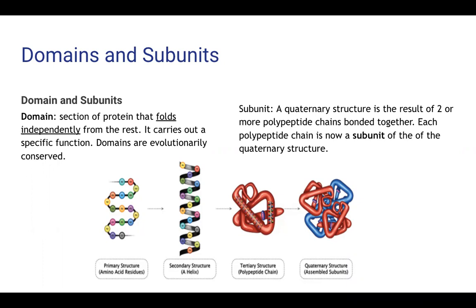But if we have three friends and they're holding hands, they're interacting together, but each person is just one subunit, and each subunit has domains within itself. So the hands and legs, these are all domains. I hope that helps. It just helps me to think about it that way.